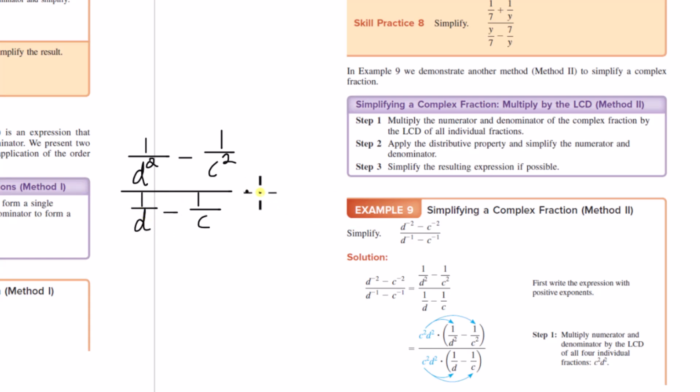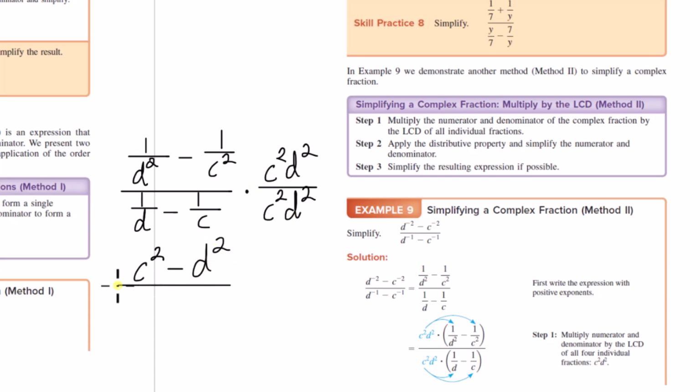So we can see we want to multiply by c squared d squared over c squared d squared. And so what's going to happen is we'll get c squared d squared times 1 over d squared, which is c squared. And then here we're going to get d squared. And then down here we're going to get c squared d minus c d squared. Okay, so now we've eliminated the fractions, and we're just left with a normal rational expression. So we just simplify it like we did in the previous video.